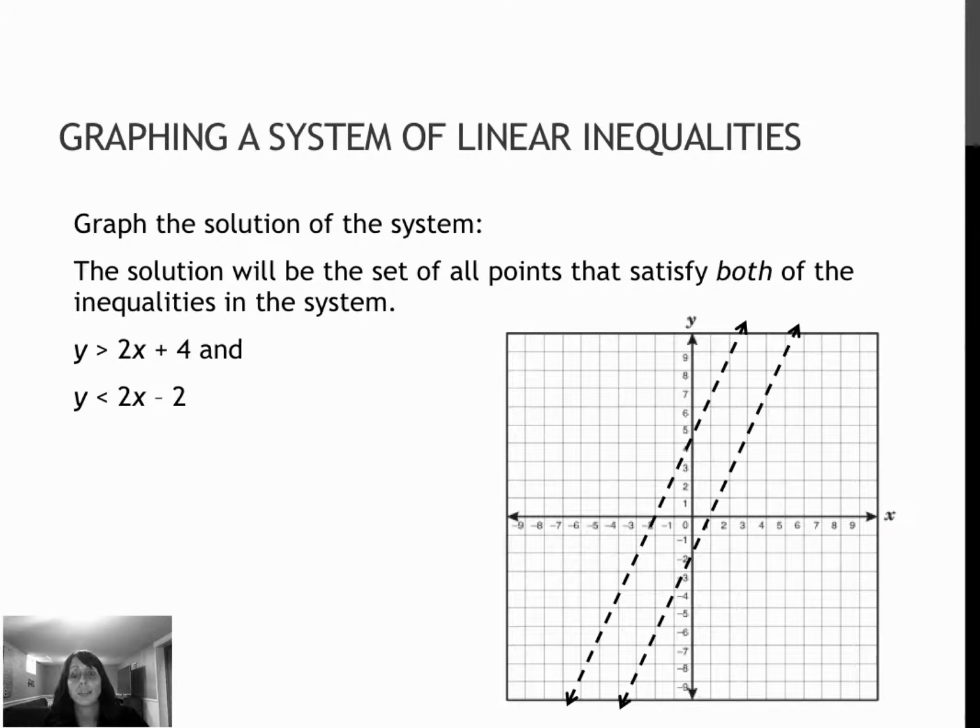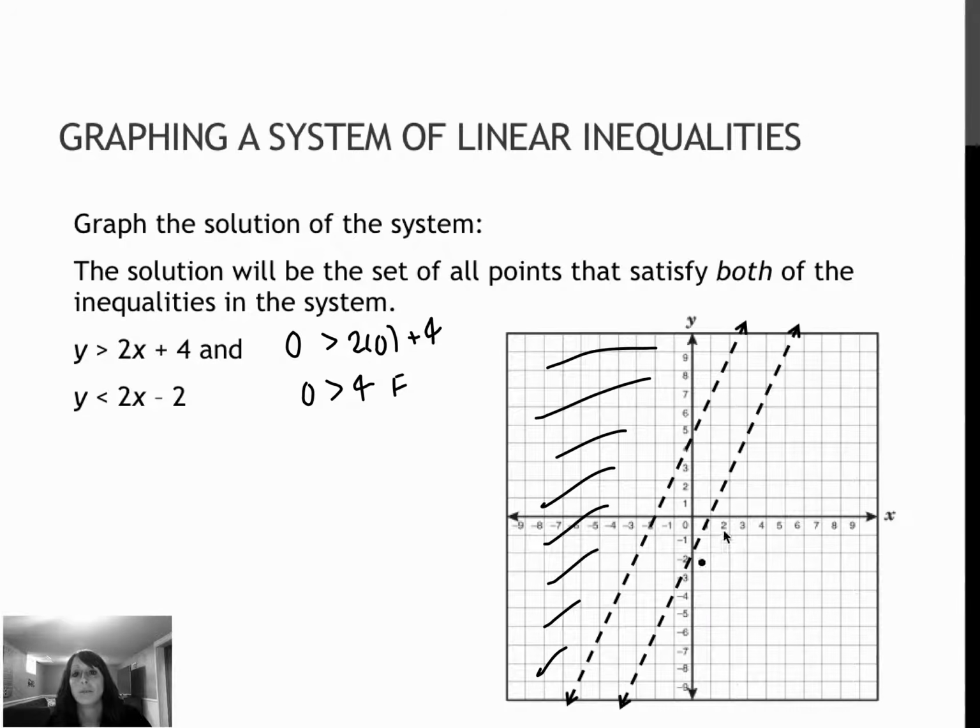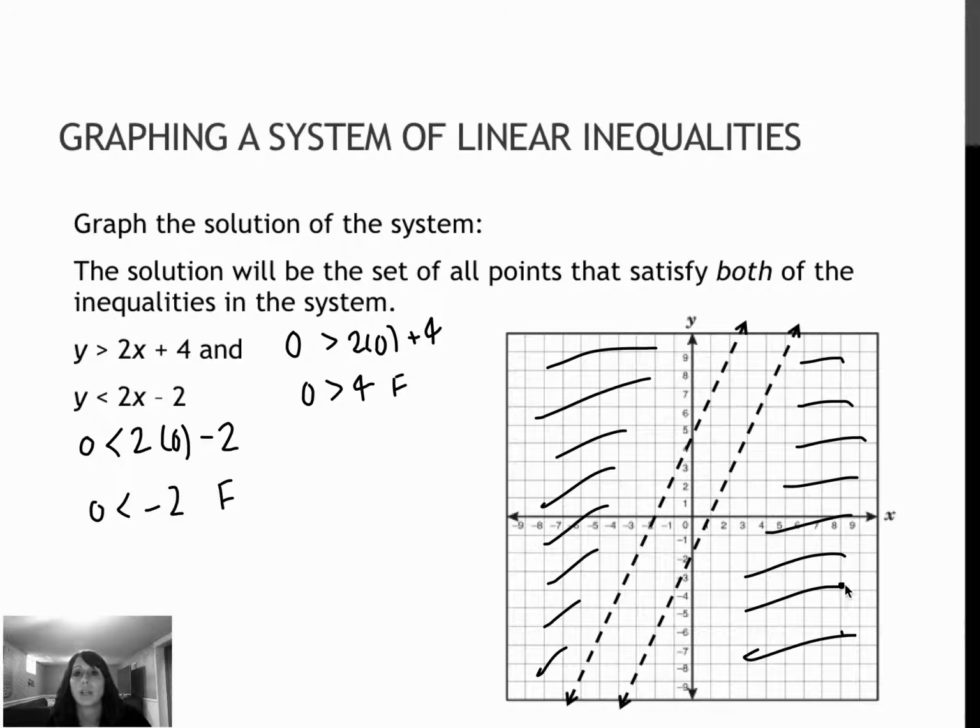Now let's look at a test point of 0, 0. For my first inequality, I would get 0 is greater than 0 plus 4, essentially. So 0 is greater than 4, which is false. So this first inequality should be shaded over here. The second one, if I plug in 0, 0, I get 0 is less than negative 2, also false. So my second inequality would be shaded over here.